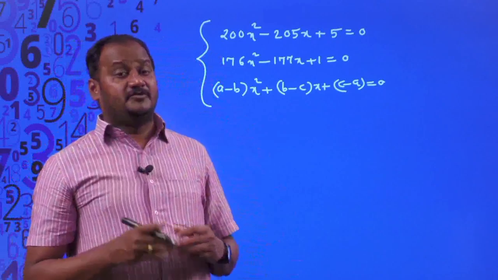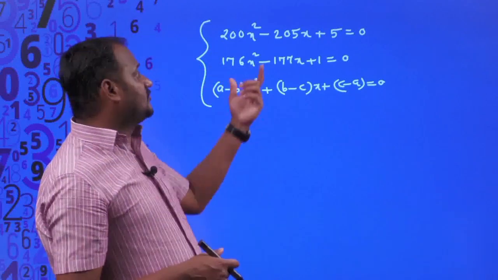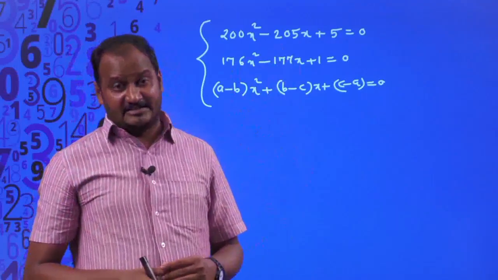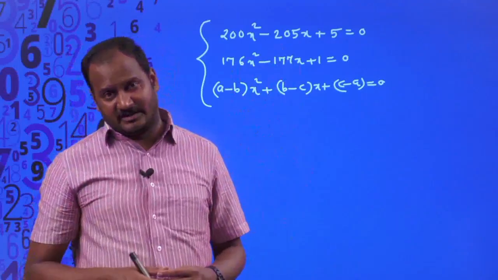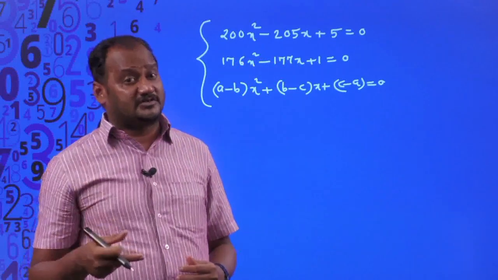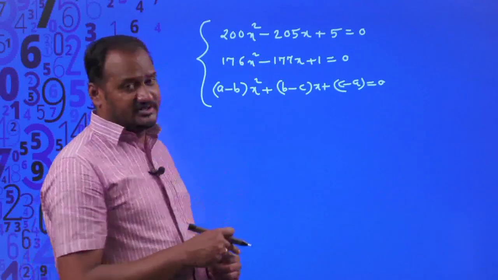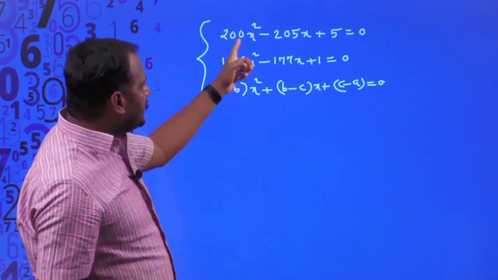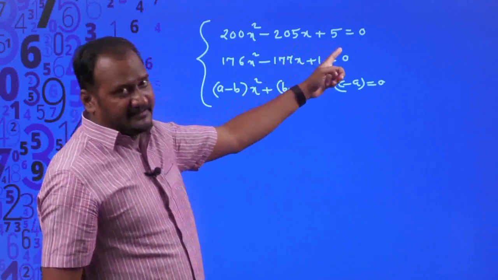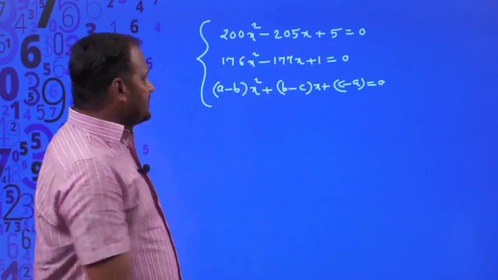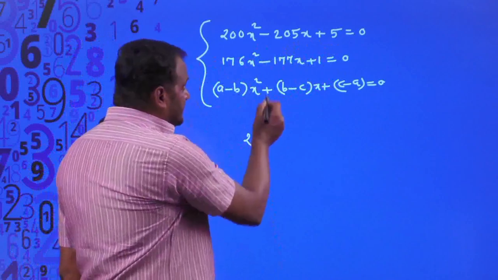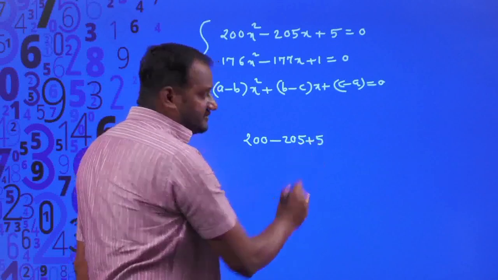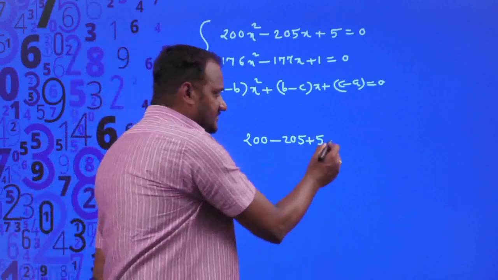Moreover, if you are asked to figure out the roots of these kinds of quadratic equations with huge coefficients, it is not easy by the splitting middle term method, or by using the quadratic formula. Then definitely there is a strategy that works to figure out the roots. You will have to identify the strategy. So here in this first quadratic equation, the coefficients are 200, negative 205 and 5. First coefficient is 200, second is negative 205 and the third, the constant, is 5. When you add all of them, how much do you get?